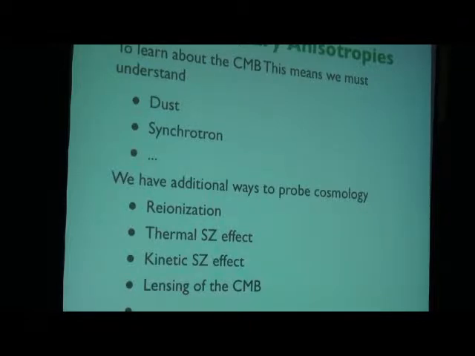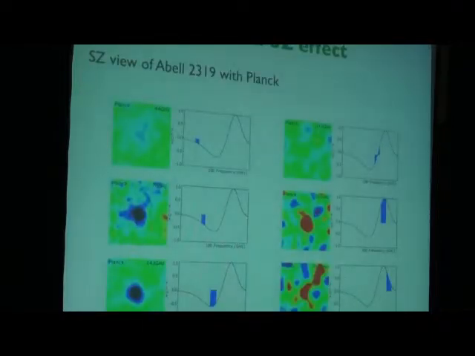But it also means, the fact that we have these maps at different frequencies, that they provide us with additional ways to probe cosmology. For example, we can learn about reionization, the thermal SZ effect, kinetic SZ effect, lensing of the CMB. We can use them to study cosmology as well. I won't have time to discuss them in much detail, but I wanted to at least show you a very nice measurement of the thermal SZ effect.